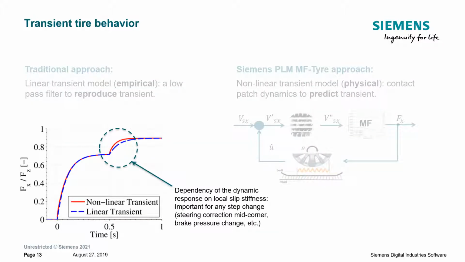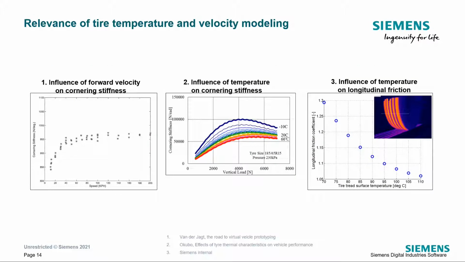Let's take an example of steering correction in a corner. Our physical model can give a more accurate representation of the tire response, as the linear filter can only perform the same function as it did before the steering correction. Tire temperature and forward velocity have a significant impact on things like cornering stiffness, peak lateral friction, and more, and therefore affect the overall vehicle performance. We've developed a module which models this in a computationally efficient way that is directly available in all relevant vehicle dynamic simulation products.